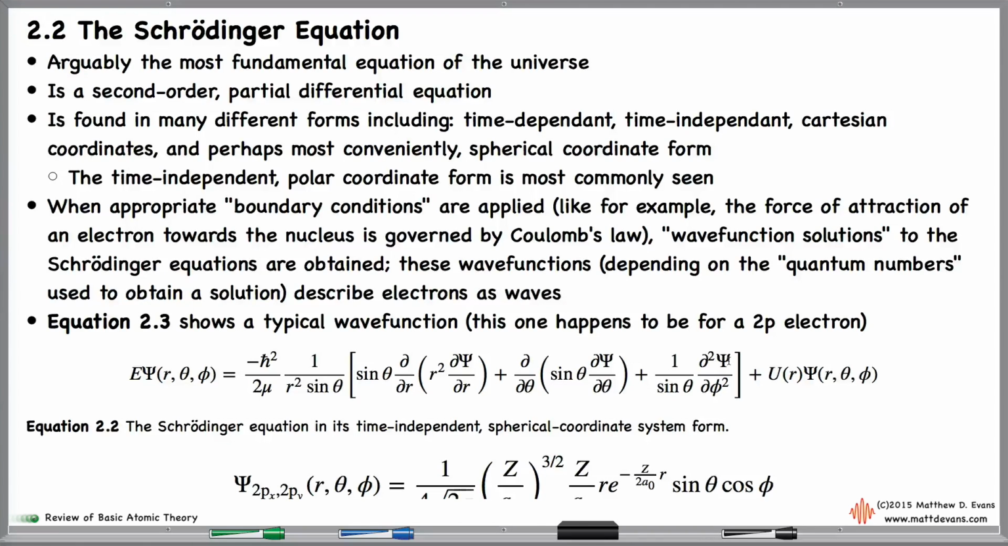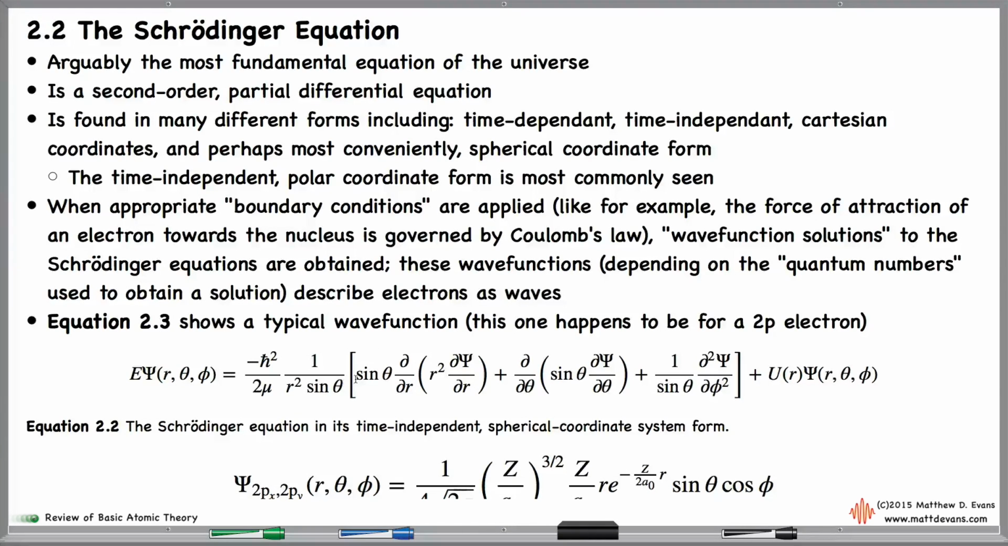So let me say that again. Schrödinger equation, here you see it in equation 2.2 in its spherical coordinate form. When you work with this, you get function solutions out of this, and they're called wave functions, okay? Another aspect of getting solutions out of the Schrödinger equation is that it's necessary to use so-called quantum numbers, and we're going to talk all about those in just a second. But as part of the math, you get quantum numbers to get solutions out of this, okay?